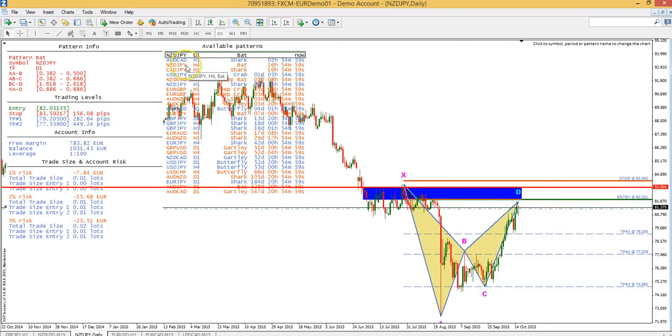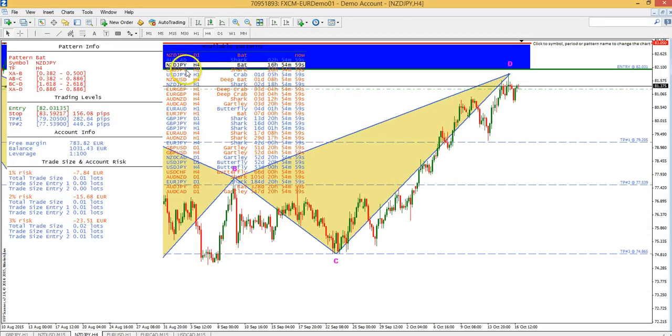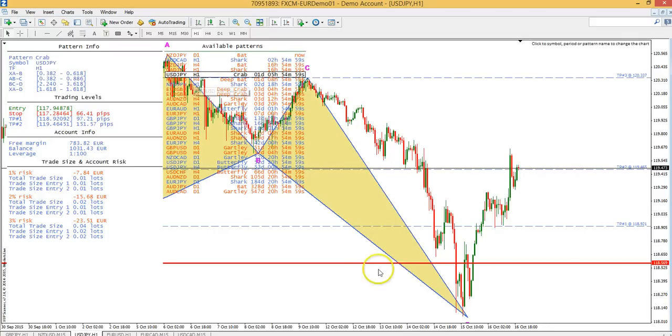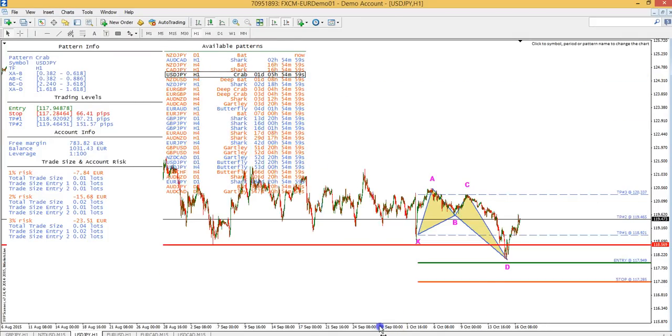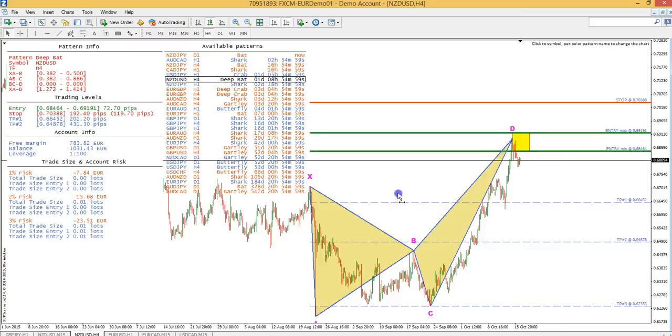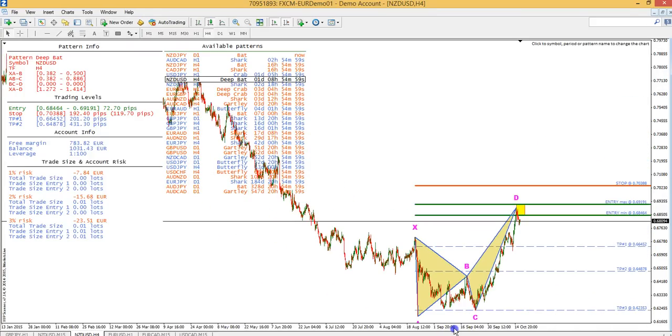Again, let me go into another example. Let's go to NZD USD. This is on the hour chart. See how ugly this looks? There's really no type of resistance zone in the market. I mean, a little bit down here, but I don't like it. But I go on the 4 hour chart, NZD, and this is a deep bat pattern. It's not bad, but definitely not ideal, not perfect, not clear cut.